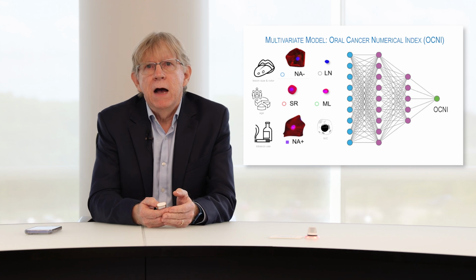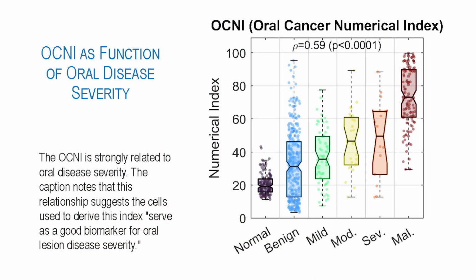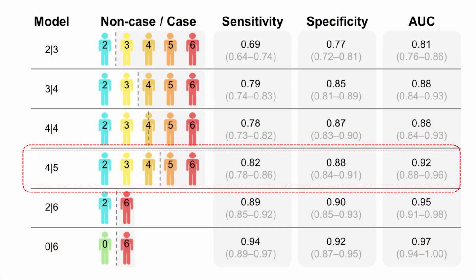Now, this particular OCNI plot shows a numeric index evolving again as a function of disease severity. And again, we have this monotonic increase as the disease severity comes into play. Now, putting this multivariate model into play and focusing on what we believe to be the most important diagnostic model, we find across a real prospective patient population that we have an area underneath the receiver operator characteristics curve of 0.92, a fabulous and excellent diagnostic accuracy.